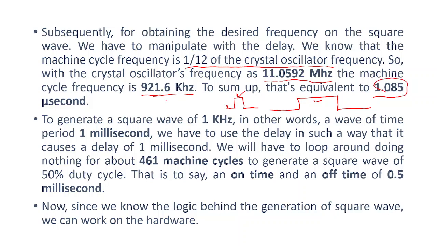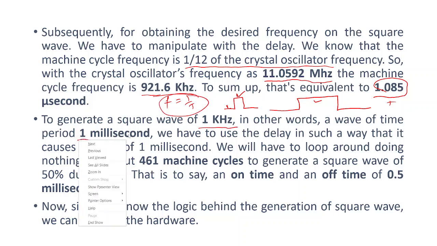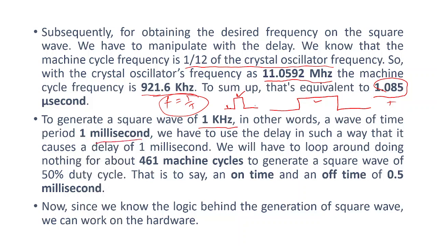So this is in frequency, this is in time. We know that f will be equal to 1 by T. So based on that, we can calculate what the timing should be. If I want a 1 kilohertz square waveform, then we need to invert it. So we'll get 1 millisecond of time period. This is taken as 1 millisecond, actually, the delay time.